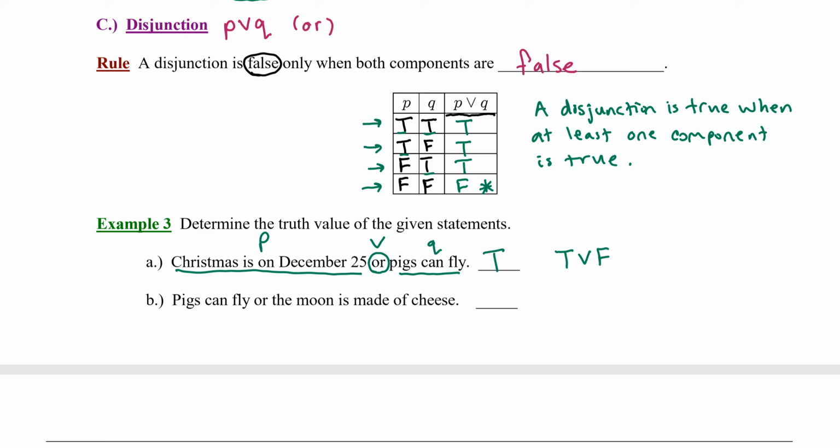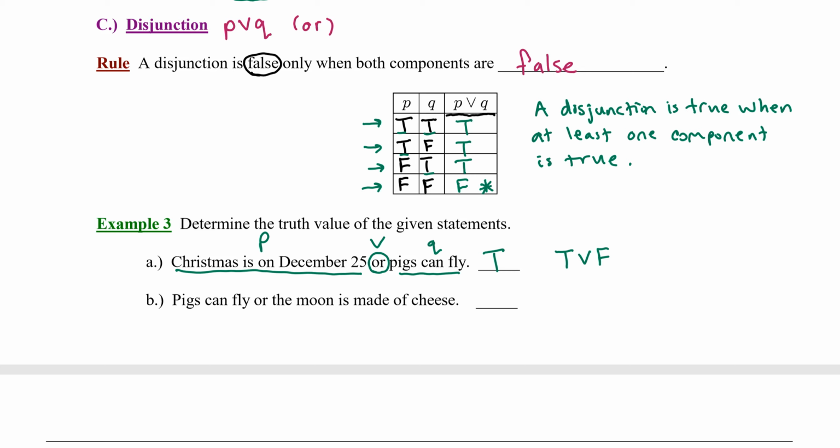Maybe you have a grandmother that talks like that, right? Christmas is on December 25th, or pigs can fly. That is a true statement. Now, if I change that connective from or to and, then the statement would be false. Because remember, a conjunction, an and statement, is only true if both components are true.